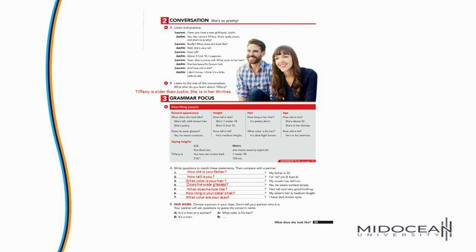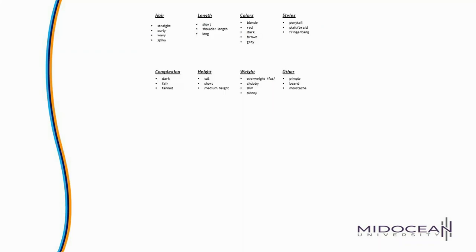Okay, so here, as you see, in order to describe a person's hair, we say straight, curly, wavy, and spiky hair. Now let's have a look at this list of adjectives. To describe hair, we say straight, curly, wavy, spiky.